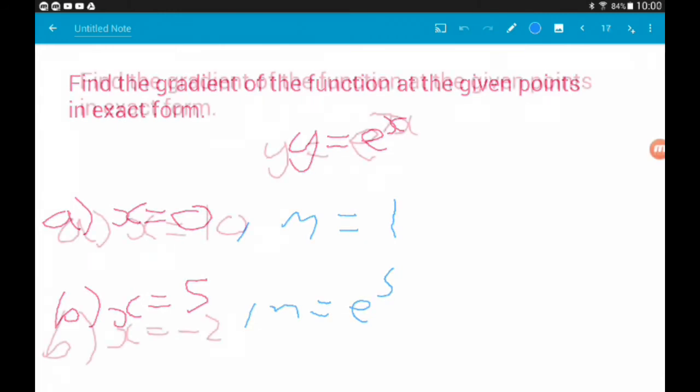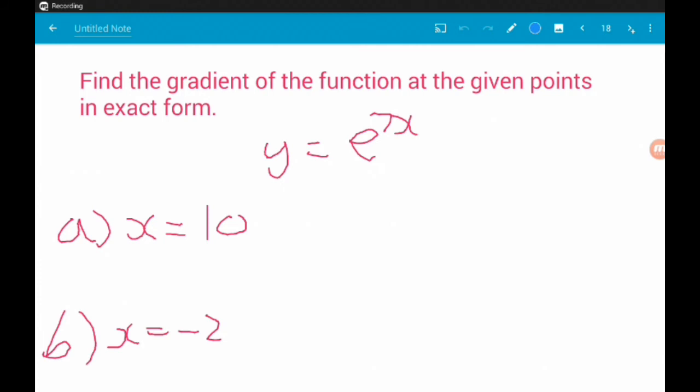Good times. Question 2, we've got y equals e to the 7x. So what I'm going to do for this one is get a general expression for the gradient first. So we've got one on the form e to the power kx. So we know the gradient of that is k times e to the kx. So in general, the gradient is 7 e to the 7x.